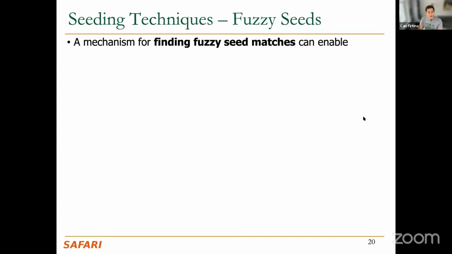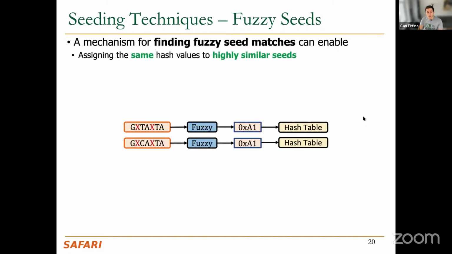So this fuzzy seeding mechanism can enable certain things. For example, it can enable assigning the same hash value to highly similar seeds. Remember the spaced seed, right? Although we applied some pattern here, these two sequences are not exactly matching, because here there's still a mismatch. So this means you were just unlucky selecting this particular pattern. If you had selected this other pattern, maybe you would end up generating the same hash value. But then maybe here there are also some other mismatching characters and so on. So this is a never-ending question.